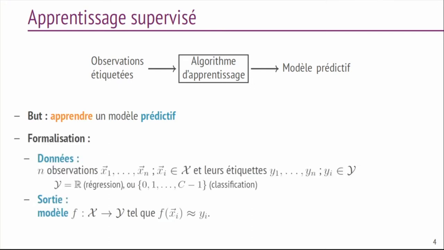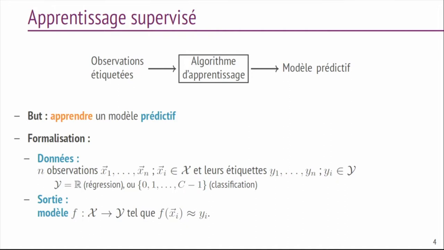Okay, so if I want to make this a bit more formal, my data are going to be, so I'm going to say I have n observations, n data points, which I'm calling x1 through xn. I'm writing them here as vectors. They belong to a space that I generally call X, but as is, that is very often an n-dimensional space, and they have labels. So to each xi, you associate a label yi, again in a space that I call here capital Y.